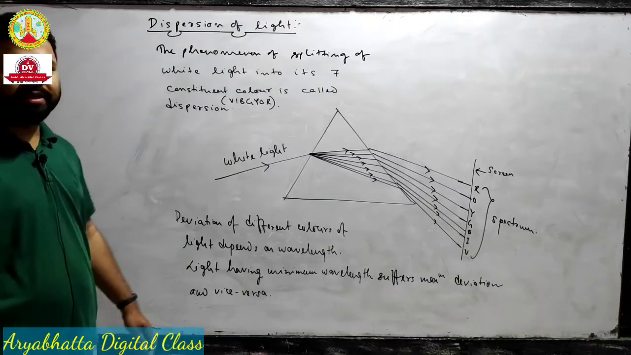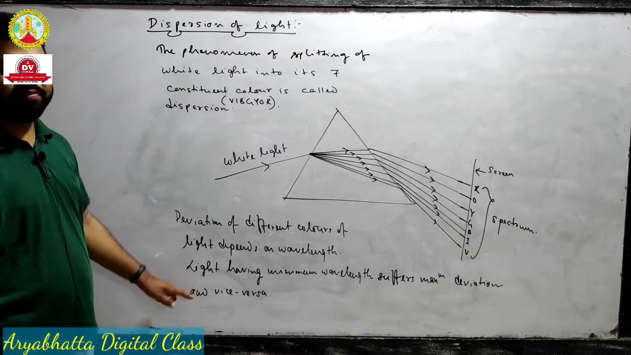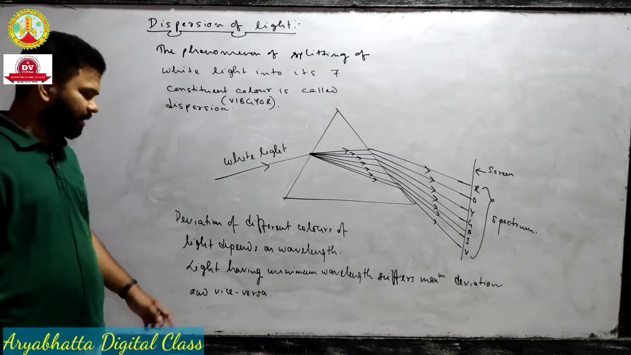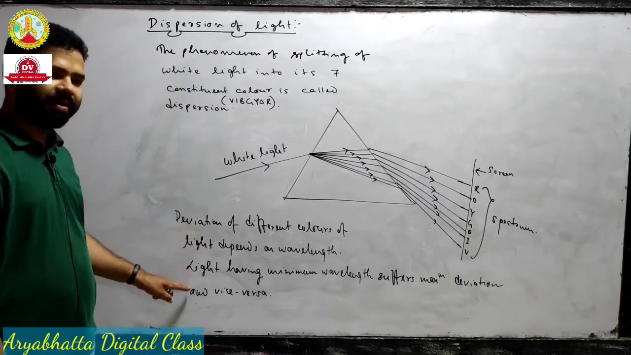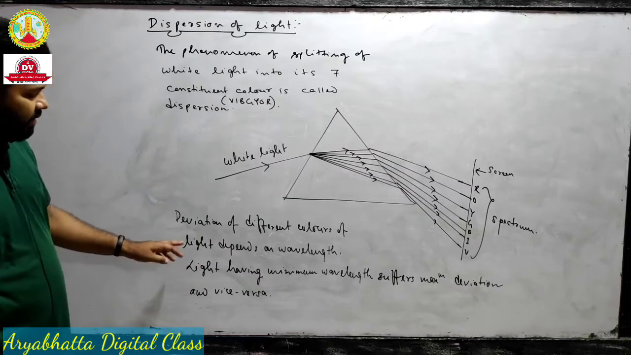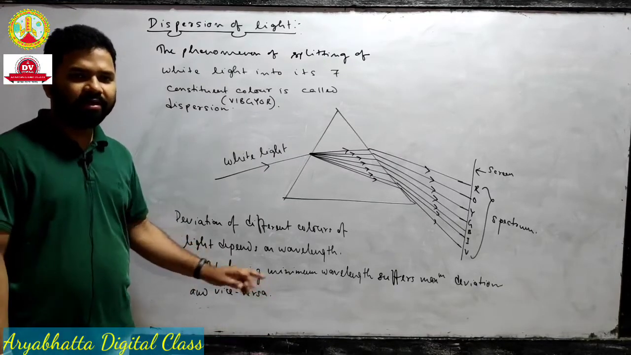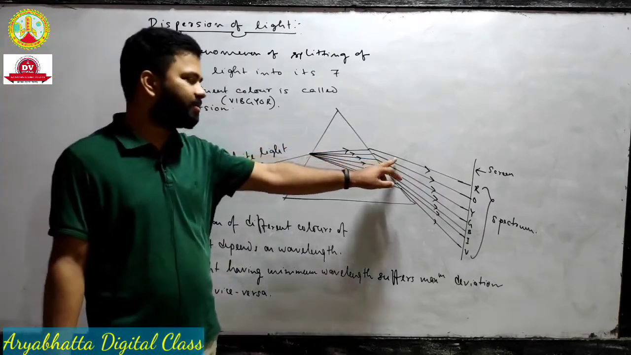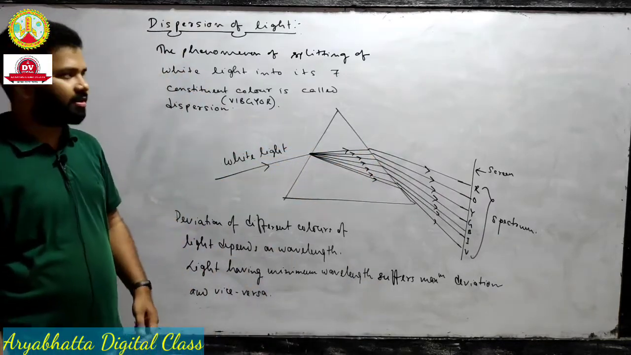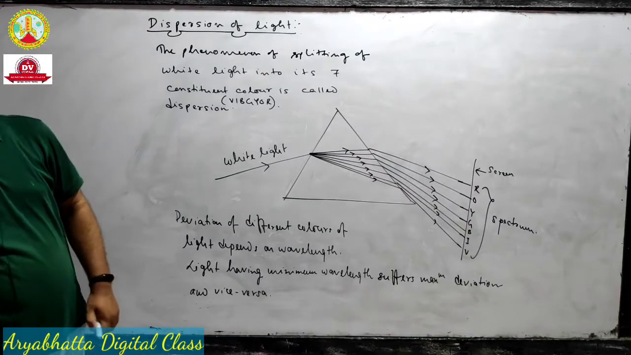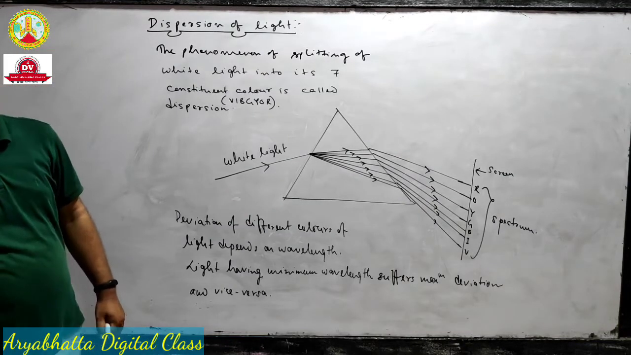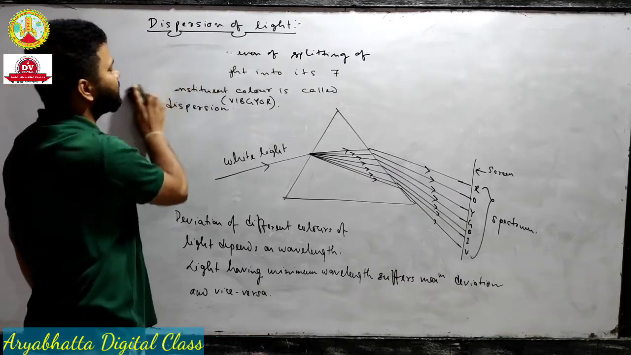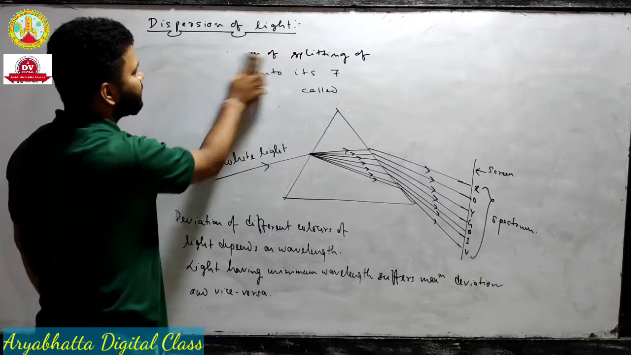There is a rule, and that rule is given by Cauchy's formula. Cauchy's formula is not required in your syllabus, so I am not giving you that formula for how deviation depends on wavelength. You simply remember that light having minimum wavelength will suffer maximum deviation, and the maximum wavelength, that is red color, will suffer minimum deviation. So you pause the screen, take a screenshot and write down. This is all theoretical.